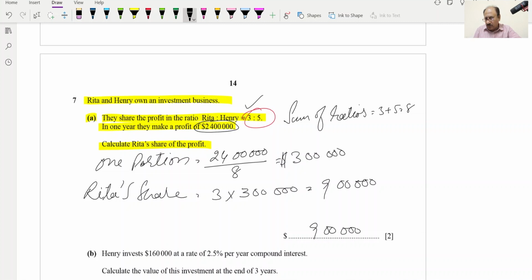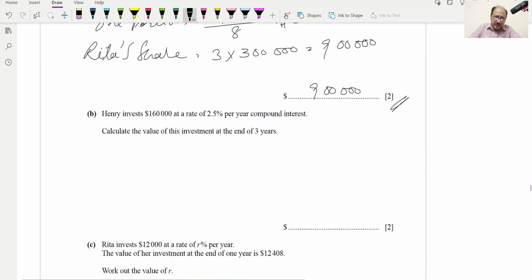This will be our answer for 2 marks. Hopefully you understood this. Then B part: Henry invests this much amount at the rate of 2.5% per year compound interest. So we'll be applying the compound interest formula. Calculate the value of this investment at the end of 3 years. So time duration is 3 years, rate is 2.5, and principal amount is this one.